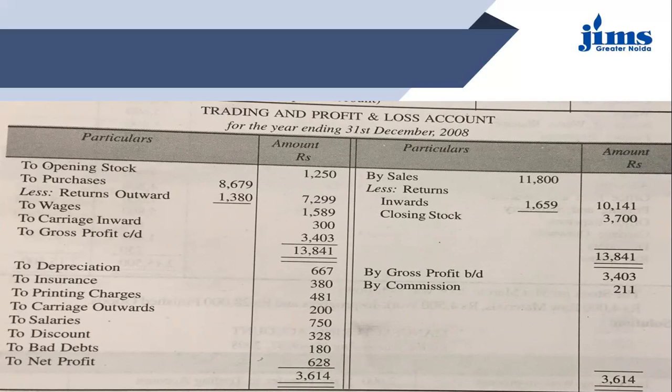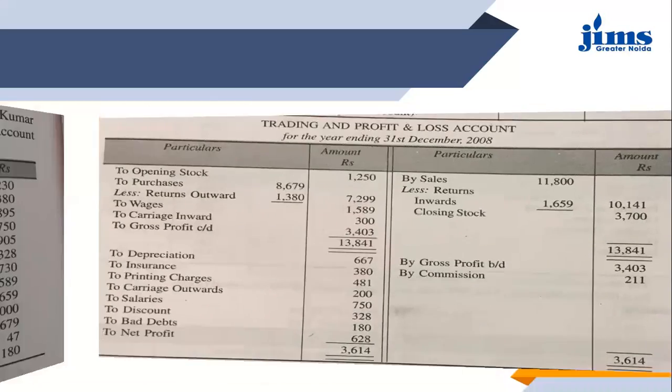By gross profit brought down is the first item, but since we do not know the gross profit for now, we leave the space for the first item of the P&L account, that is bringing down the gross profit or the gross loss. Since we don't know the result for now, we will keep the space vacant and solve the further question.